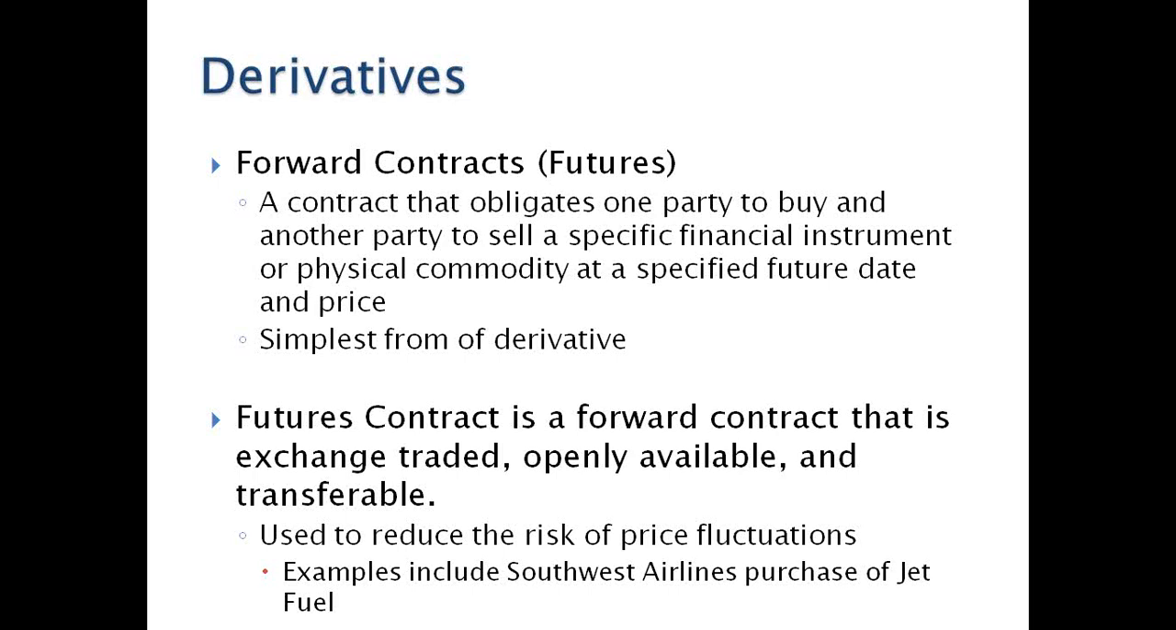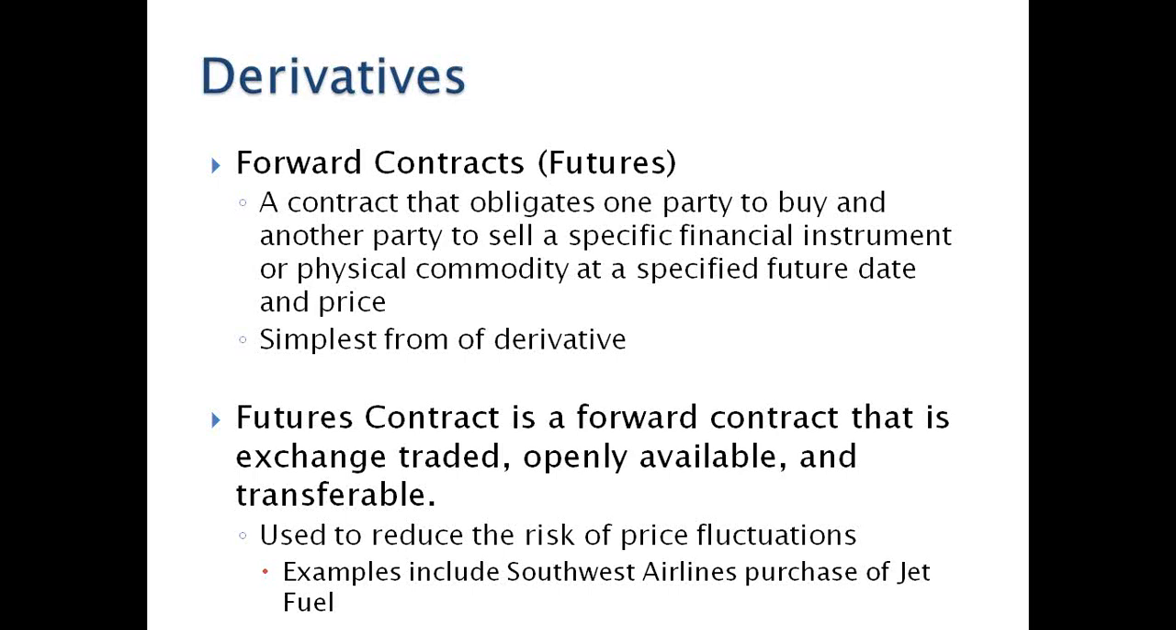Now, a futures contract is a forward contract that is exchange traded, openly available, and transferable. So the difference, in the simplest form, is that a forward contract is between one person and another person. Whereas a futures contract is the same concept, but it's on the stock market. It's an exchange. There's a market for it, so anyone can buy it. I can sell it to anyone else. So I'm not stuck with it. With having this one type of futures contract, I can get out of the market and reduce my exposure.